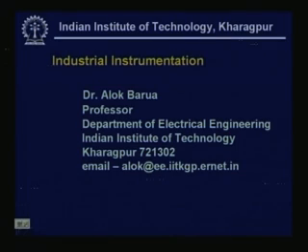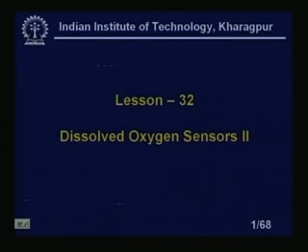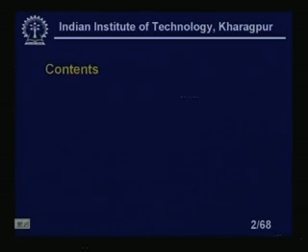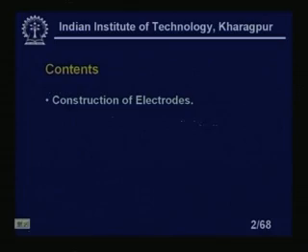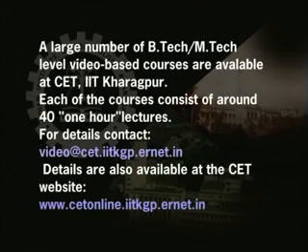As I told you earlier, it is a continuation of lesson 31. Let us look at the contents of this lesson. Lesson 32, dissolved oxygen sensor 2. Contents: construction of electrodes, what is the anode, what is the cathode, what type of material is used for making anode and cathode, what type of electrolytes we are using, and where the membrane lies. So, all these things we will discuss.